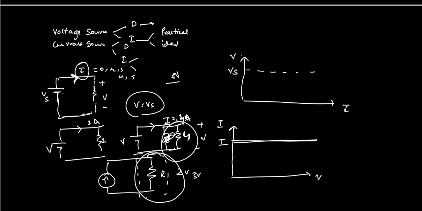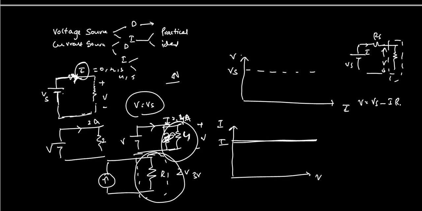Okay, so what happens to practical voltage sources? You have Vs, and the practical voltage source is in series with a resistance Rs, and you have a load. Let the load voltage be V. Applying KVL, V equals Vs minus I into Rs. Right or not? For example, if I equals 0, V equals Vs.